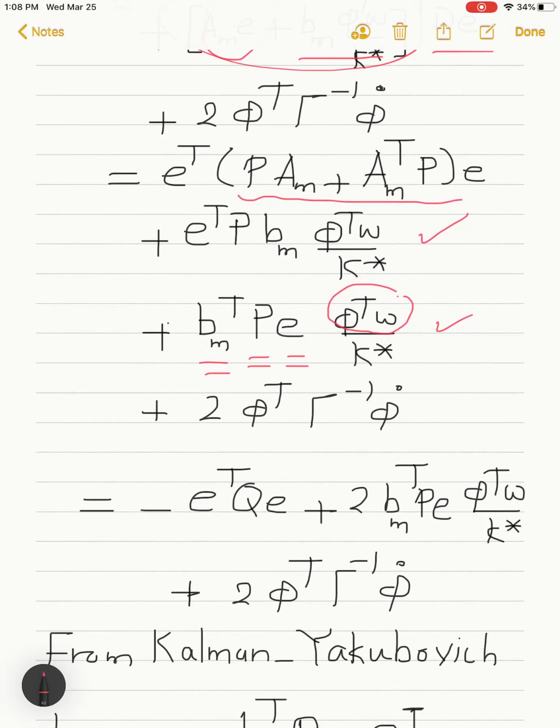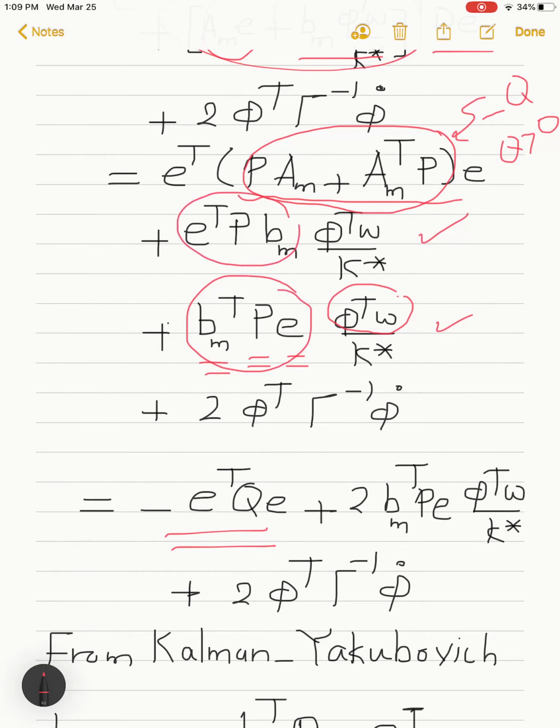Now, from the Kalman-Yakubovich lemma, we can replace PAM plus AM transpose P by minus Q, where Q is positive definite. So that's what I did here. This also comes from the Lyapunov equation, since AM is a stable matrix. And then these two terms, I notice that this is a scalar and this is another scalar. If I take the transpose of a scalar, it remains the same scalar.